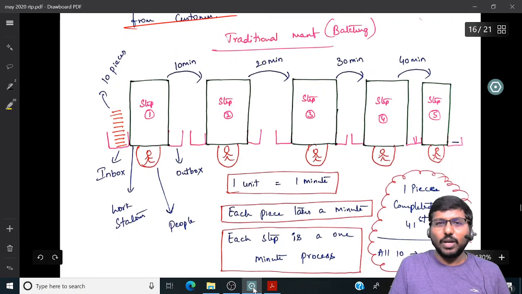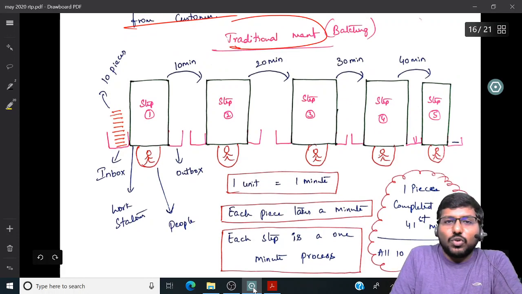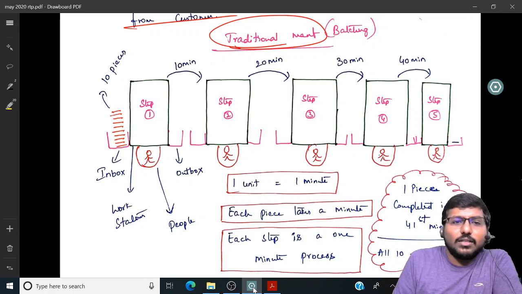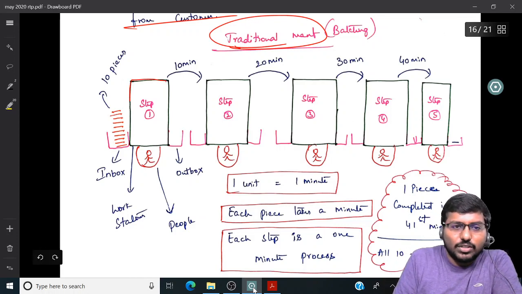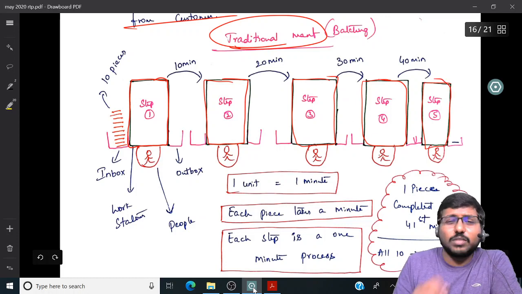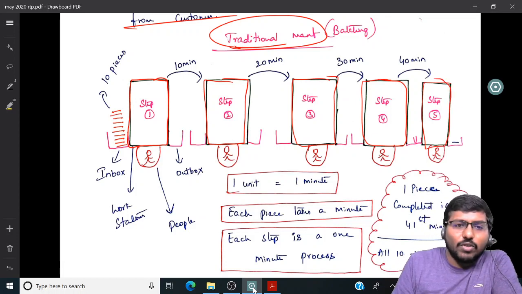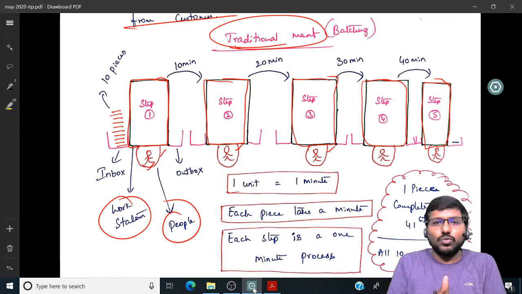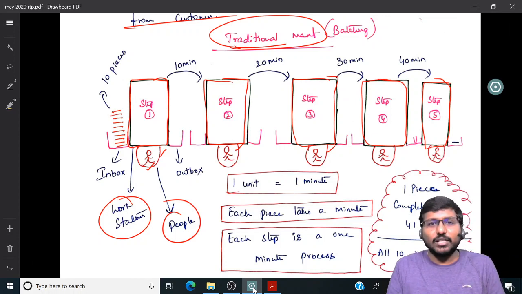Now listen carefully. So traditional manufacturing, how it works, see here. Let's say these boxes are workstations. Operation 1, operation 2, 3, 4, and 5. All these boxes are workstations, and you have got people over here. So the workstation is the box and the people are over here, because you need people as well as the workstations to complete a process. You need machine as well as man, correct?